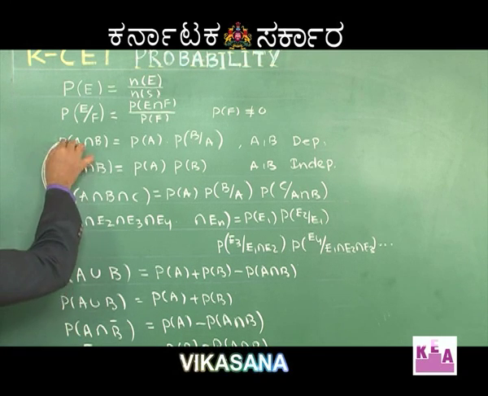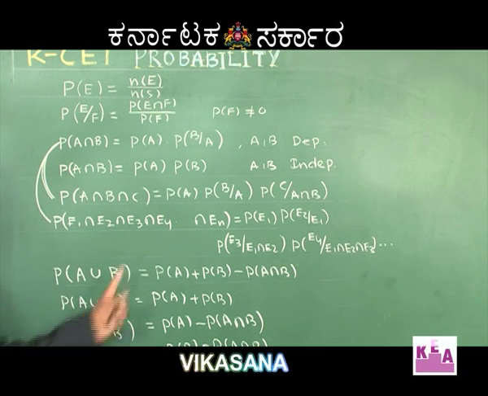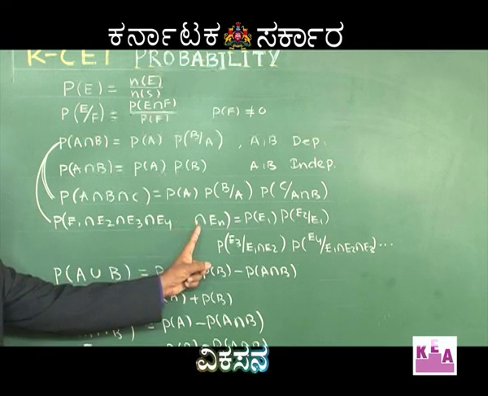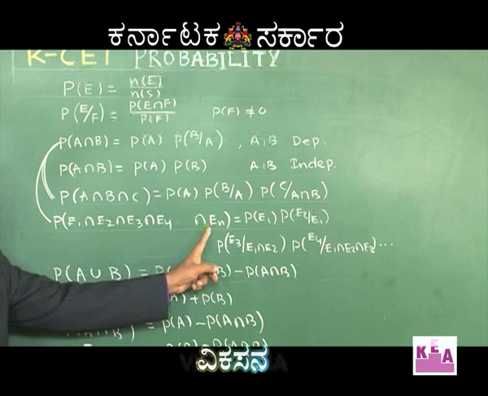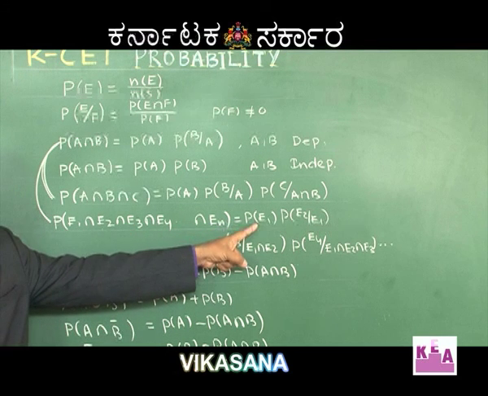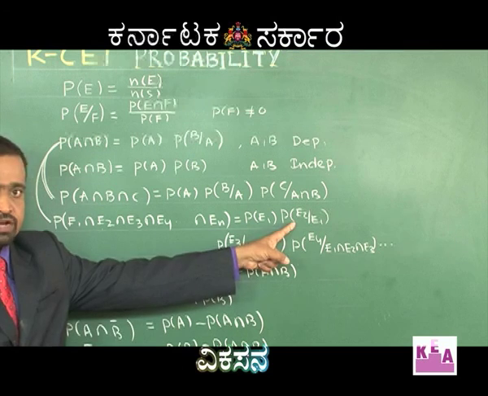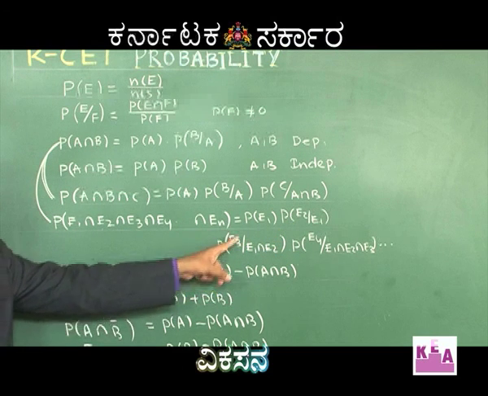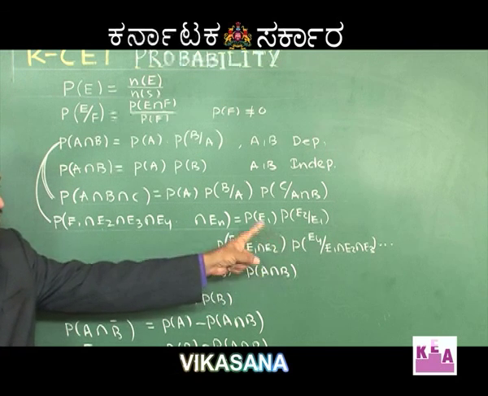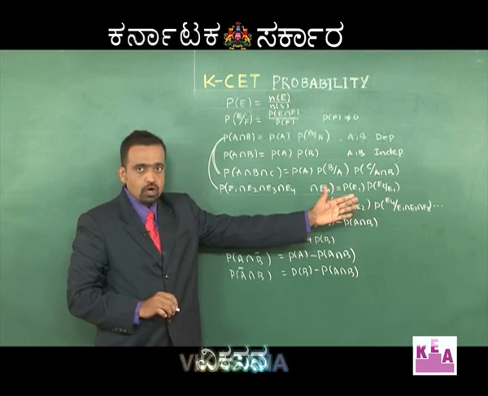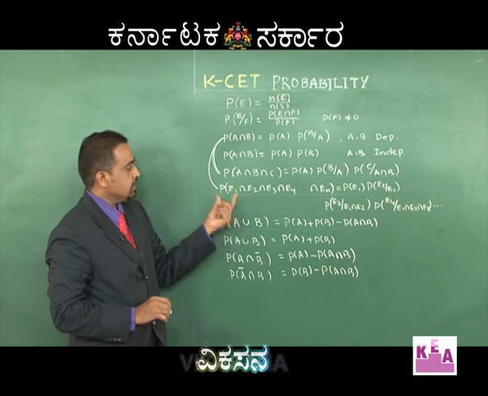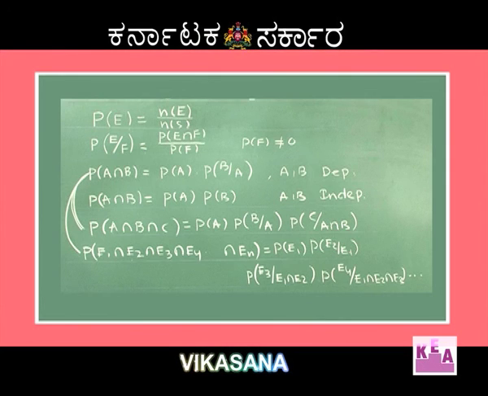If the problem is involving more events, for example n events E1, E2, E3, E4, and so on to En, all these being dependent events, then the multiplication theorem is applicable: product of probability of E1, probability of E2 given E1, probability of E3 given E1 intersection E2, probability of E4 given E1 intersection E2 intersection E3, and so on. In this way, you can extend this dependent events formula up to any number of events.